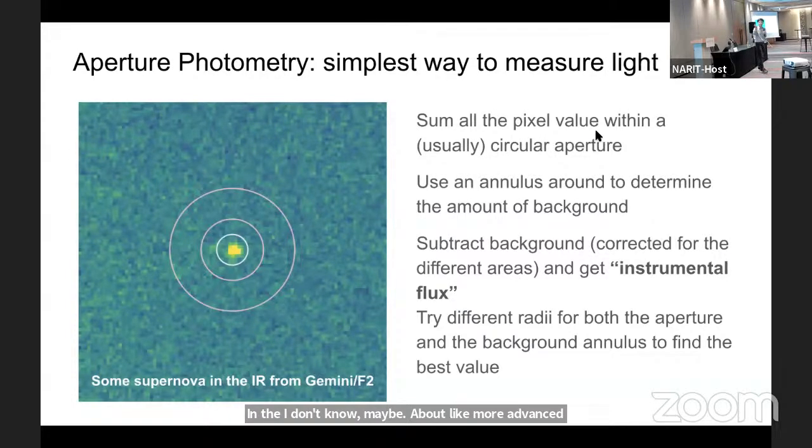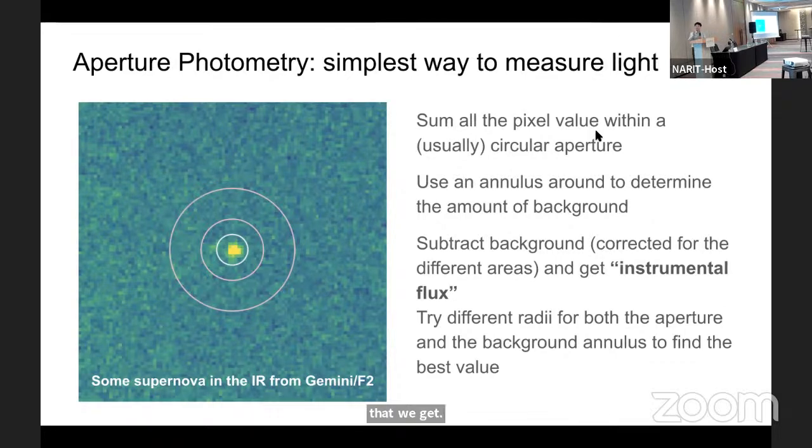But usually, the most simple way to do it is that you draw an annulus around this photometry aperture, and then you use the flux in there to estimate how much background is behind your point source. When you do this, you get something called instrumental flux, in the unit of counts, or whatever your chip gives you. Of course, this doesn't have any physical meaning, so we will have to convert that later. But for now, let's use the term instrumental flux to refer to the sum of all the pixels that you get.